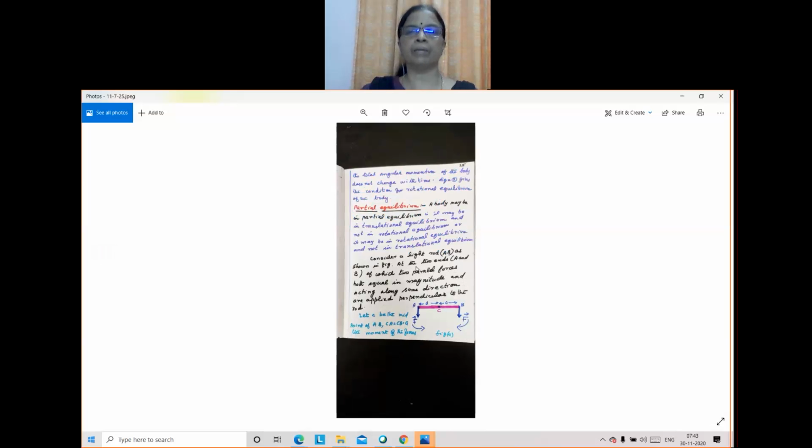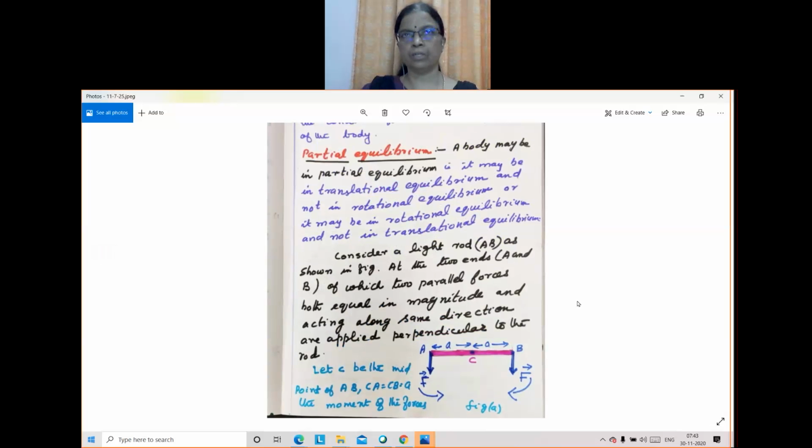Let's see what partial equilibrium is. Mechanical equilibrium means total torque must be 0, and total external force acting on the system should also be 0. And then partial equilibrium, let us see: only one condition will be satisfied in that. A body may be in partial equilibrium, that is, it may be in translational equilibrium and not in rotational equilibrium, or it may be in rotational equilibrium and not in translational equilibrium. Any of the two will be satisfied.